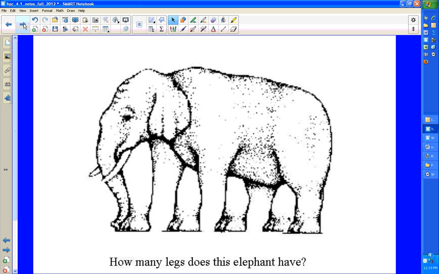Count the legs. You know this is a mutant. These art people are good, huh?